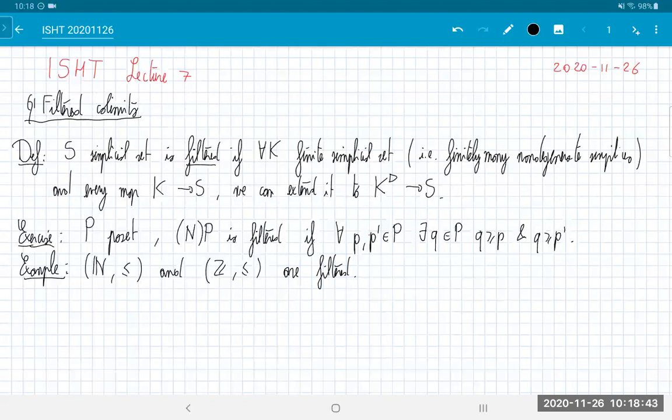Could you give an example of a filtered simplicial set which is not of the form nerve of some poset with this condition? I could. It's not going to be super interesting, I'm afraid. Let's see. In a sense, that's essentially the only example. You can reduce every filtered colimit to a colimit over such a poset. But let's see.